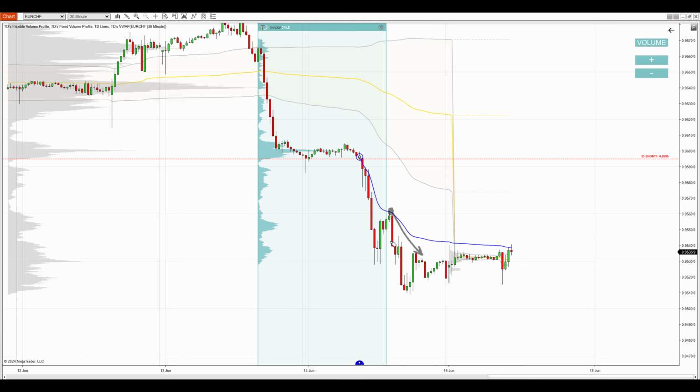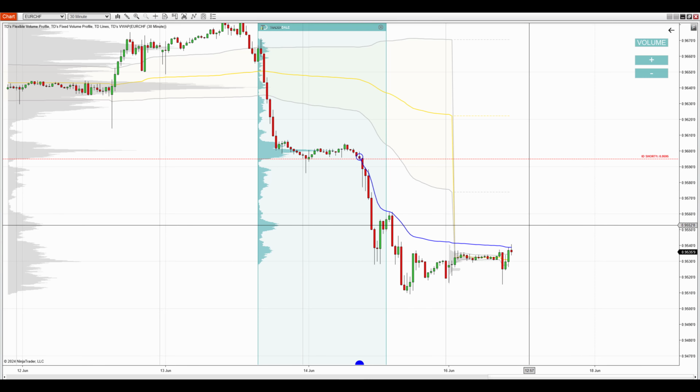Alright, so this is just one of the setups which I showed at the webinar, and here is how it is supposed to work. Anyways, that was for the Euro Swiss franc, and let's check out the next trading idea, which is the Australian dollar Swiss franc.